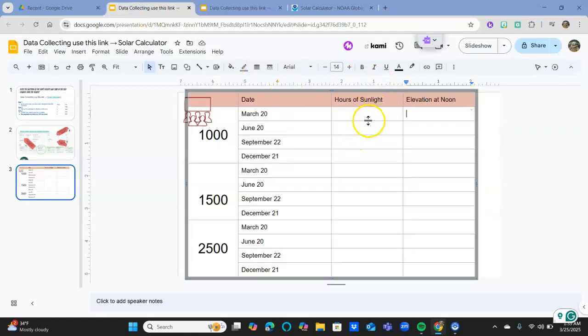We're just looking for patterns. Hours of sunlight, elevation at noon. Okay, do they have the same patterns that the year 2021 did, that we collected? Okay? That's it. Good luck. Have fun.